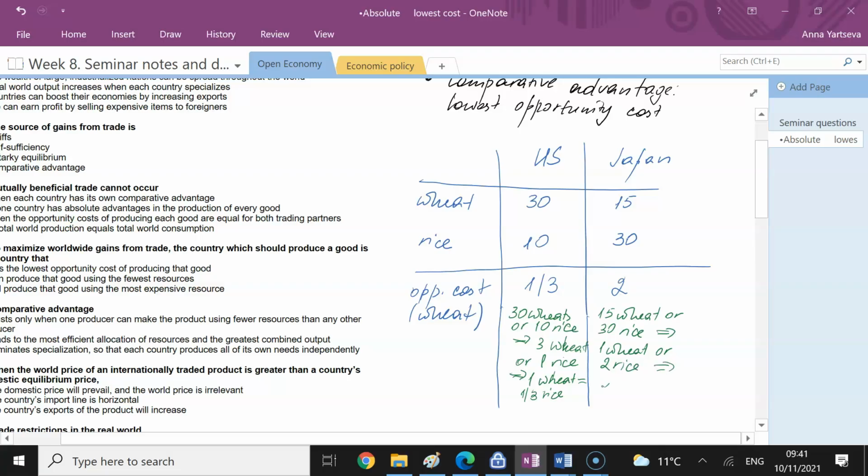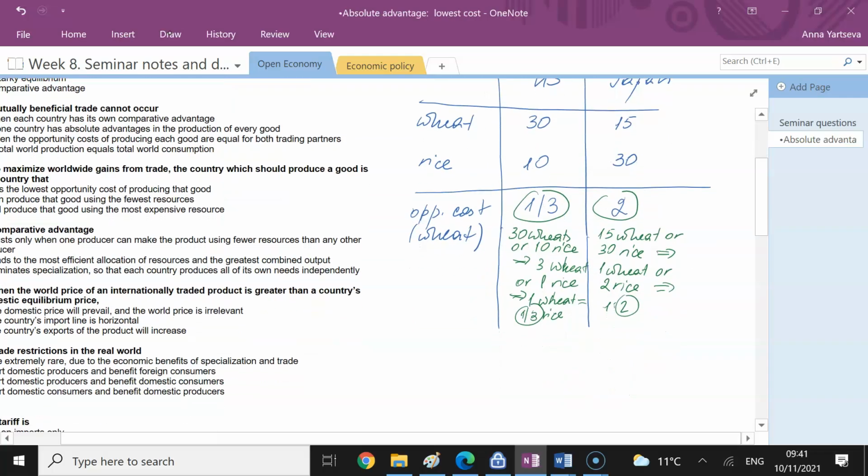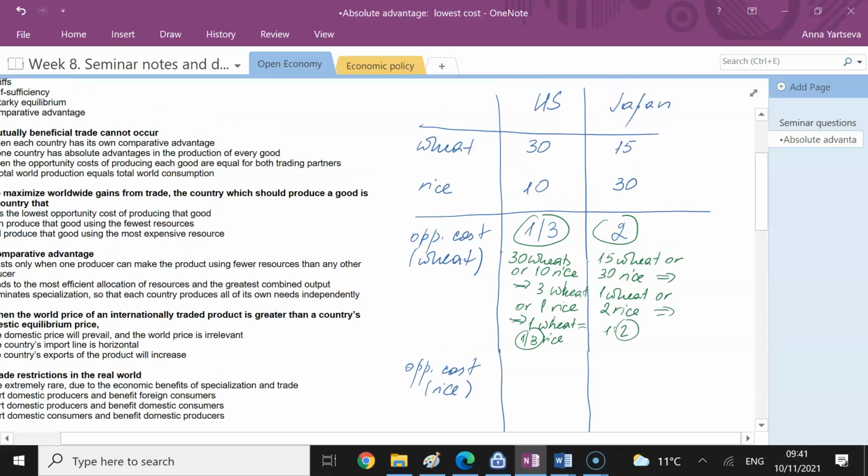So we have a 1 to 2 relationship, right? These are our opportunity costs. Let's have a look at what the opportunity costs of rice are in both countries. In other words, how many units of wheat each country will need to give up to produce 1 extra unit of rice.